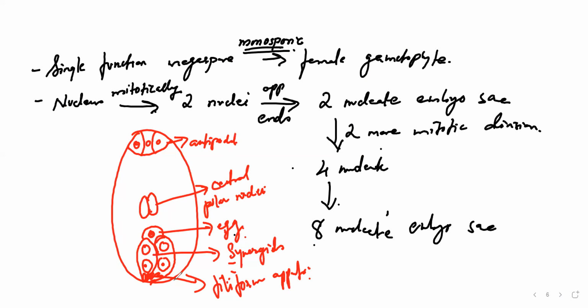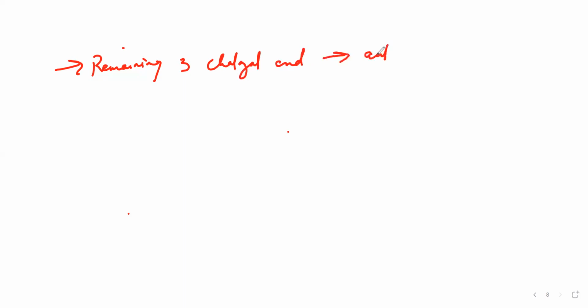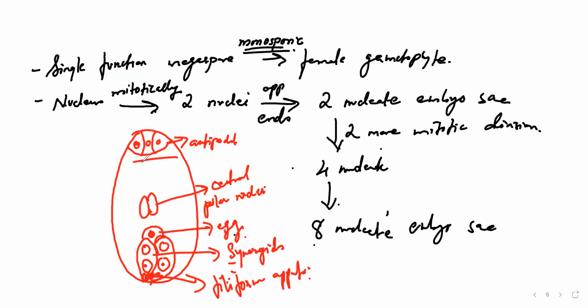Okay, so 3 cells we saw, which are at the micropylar end. Now the remaining 3 will be present where? At the opposite end, that is the chalazal end. So these are called what? Antipodal cells. So if you see here, these are the antipodal cells. So this will be the chalazal end, and this will be the micropylar end.